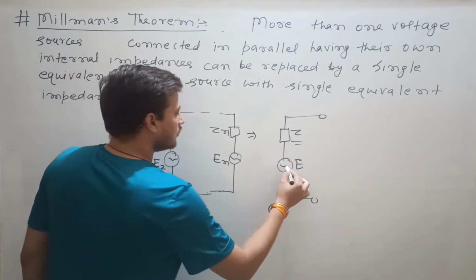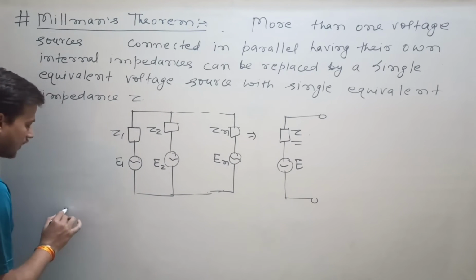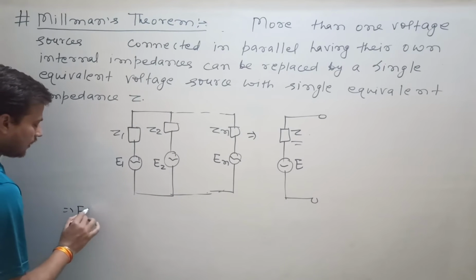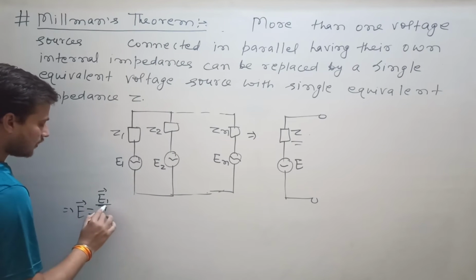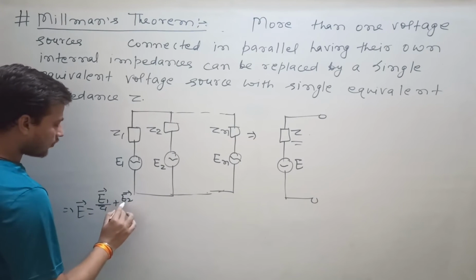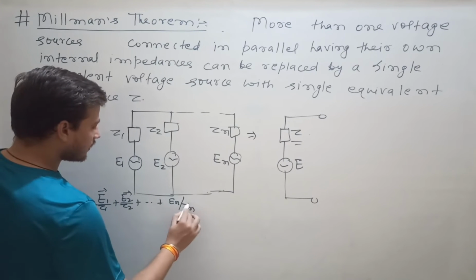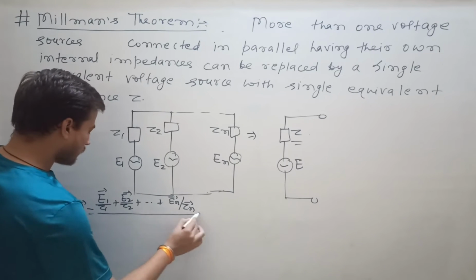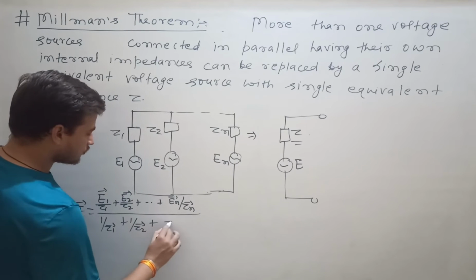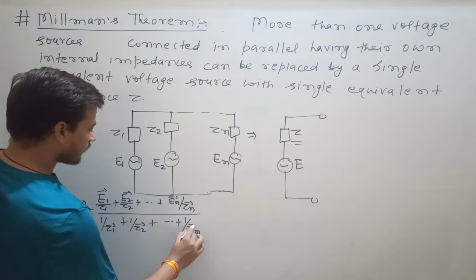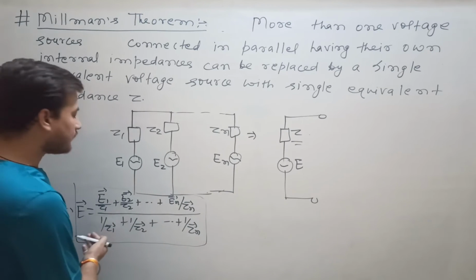Let us see how. There is one expression of Millman's theorem. I am writing the expression. The expression for Millman's theorem is E is equal to, I am writing in vector form, E1 by Z1 plus E2 upon Z2 plus up to En divided by Zn, divided by 1 upon Z1 plus 1 upon Z2 up to 1 upon Zn. Clear? This is the value of E.